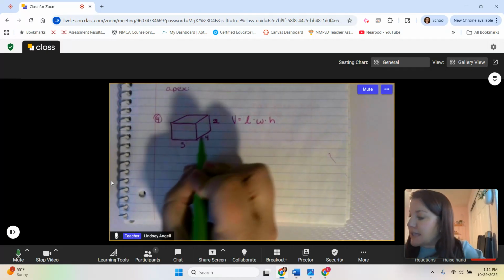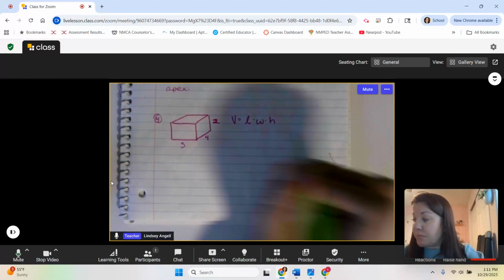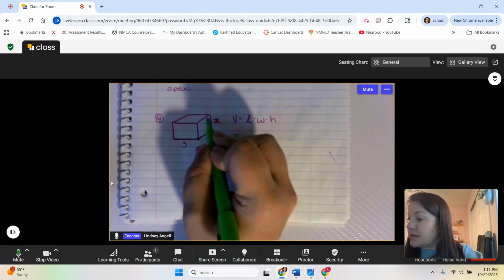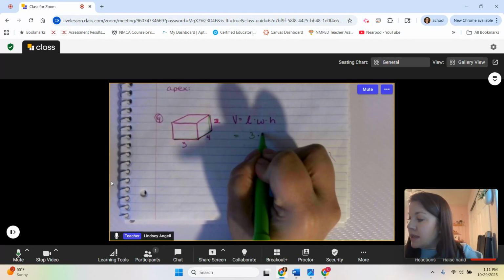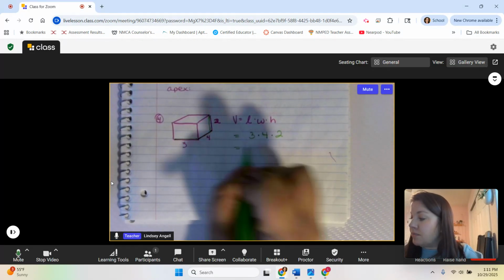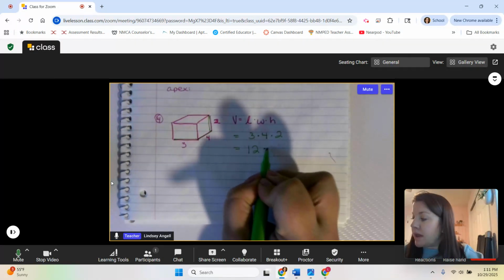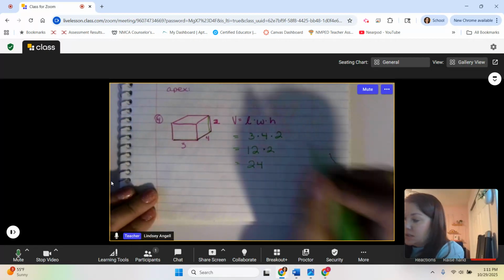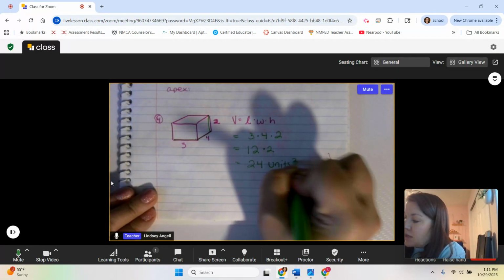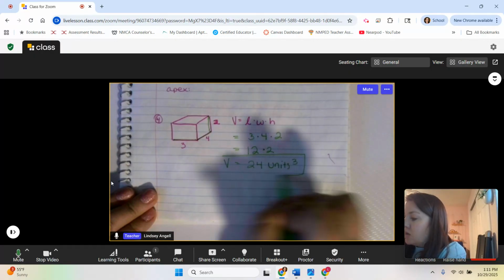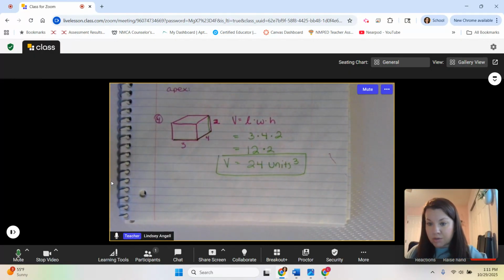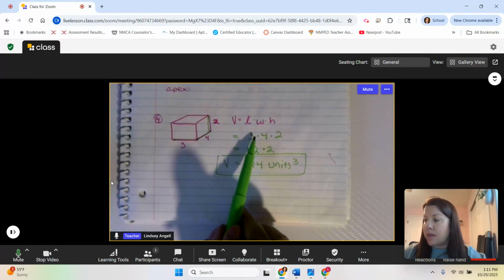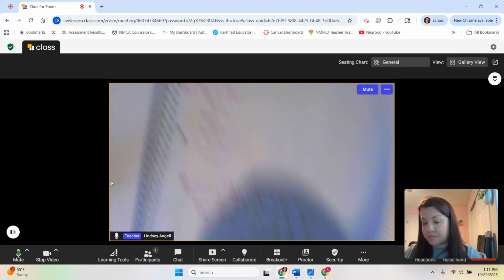Okay, so in this case, I don't know what the units are, but that's okay. We've still got length times width times height. So I'm just going to do 3 times 4 times 2. Well, 3 times 4 is 12, times 2 is 24. Since I don't know what the units are, I can just say units cubed. Volume is a 3-dimensional attribute, so your units should be 3-dimensional as well, right? We multiplied 3 numbers together.